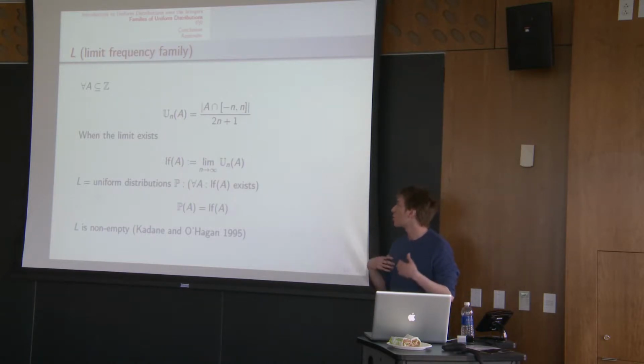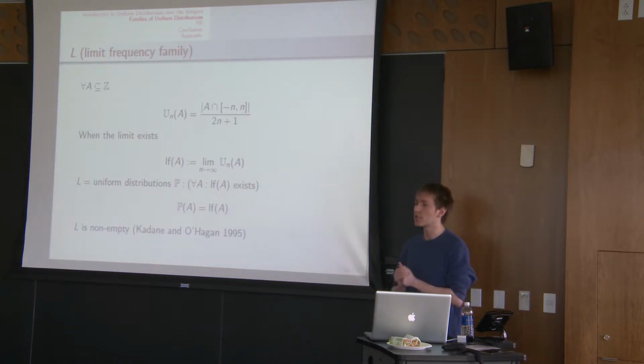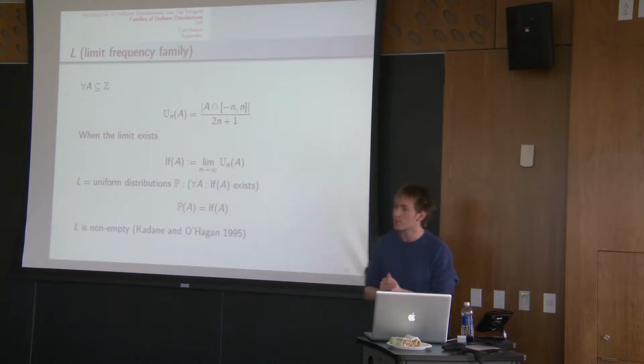And so limit frequency says we're going to take the limit of this as n goes to infinity. If that limit exists, we call it the limit frequency of the set. And then we define the family L, the limit frequency family, to be the set of uniform distributions that assign the probability of an event to its limit frequency for all sets which have limit frequencies. And then we can extend this. Well, this is all uniform distributions that satisfy that property. Not all sets have limit frequencies, but this family is in fact not empty. In fact, it is infinite.